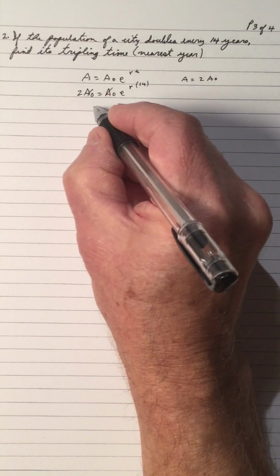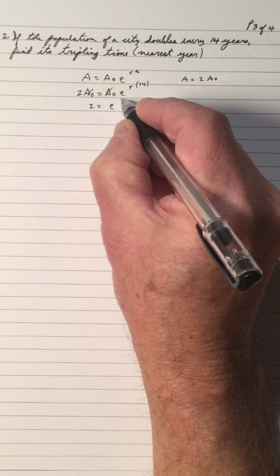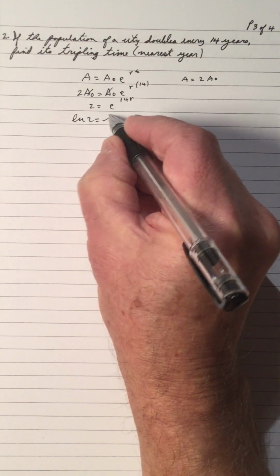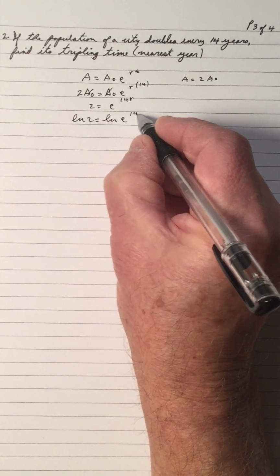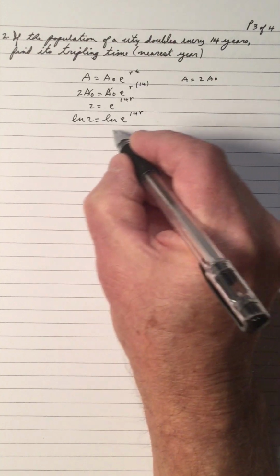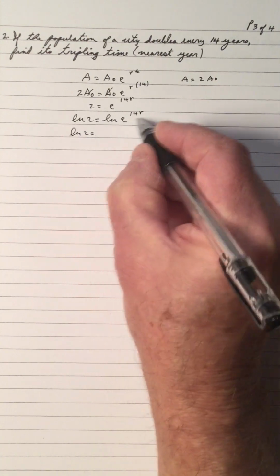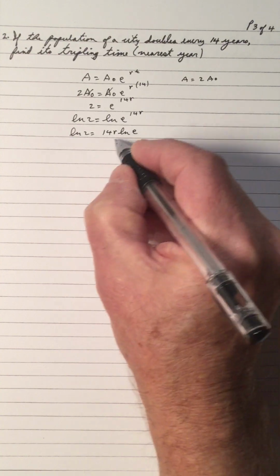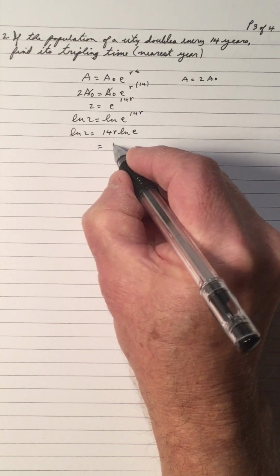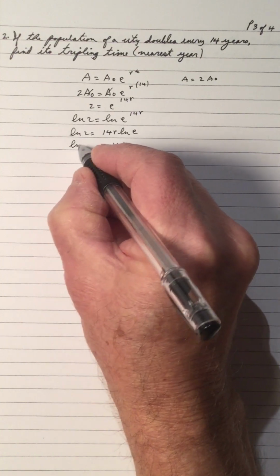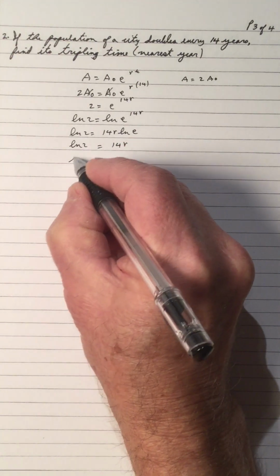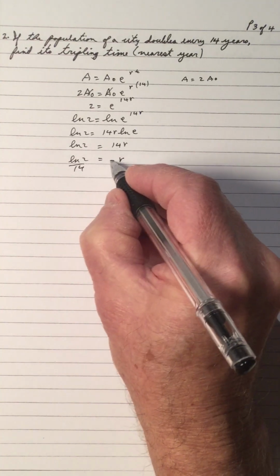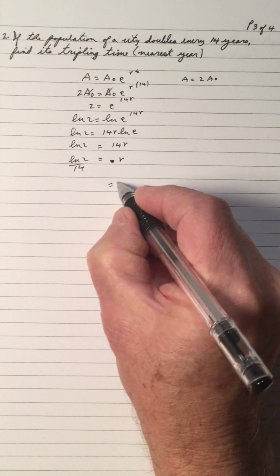So the A0's cancel out, so 2 is equal to e to the 14R. Do ln of each side. And we have ln 2 equals 14R, which moves in front because of the power rule on the ln. And the ln of e is 1, so we get 14R equals ln 2. So ln 2 divided by 14 equals R.